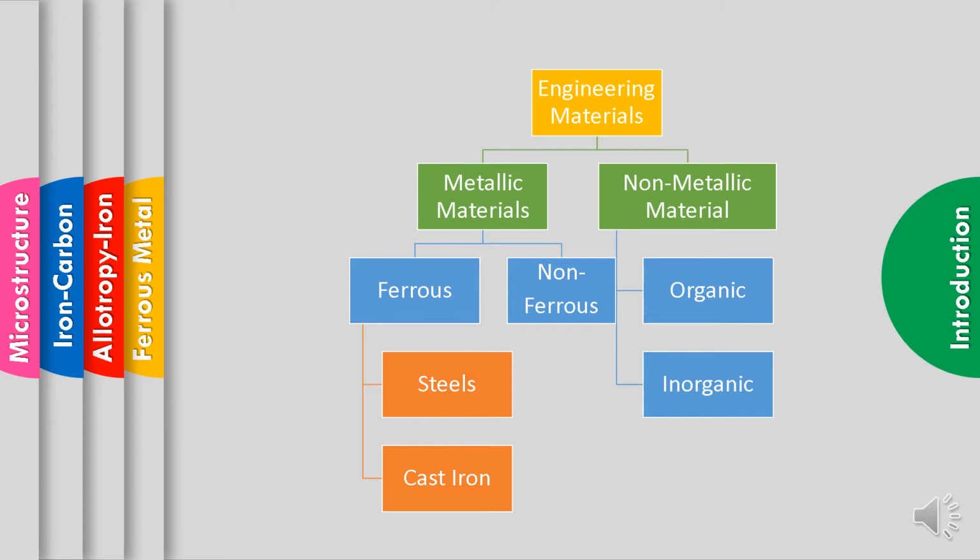And for the ferrous, there are two metals we cover. The first one is steel, and the second one is cast iron, which we call an alloy of the ferrous metal. And for the non-metallic materials, there are two types. The first one is organic, and the second one is inorganic. For the organic, we have fabric, cotton, wood, paper, rubber, leather, and so on. And inorganic materials are such as minerals, cement, glass, ceramic, graphite, and so on.